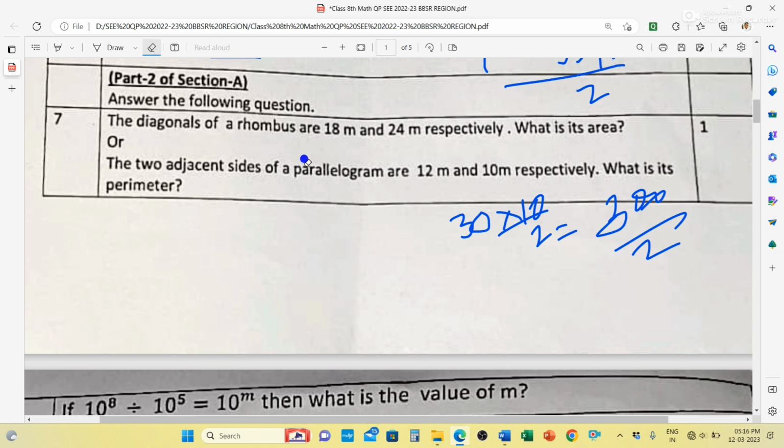Then we will come to part 2 of section A, that is question number 7. The diagonals of a rhombus are 18 meter and 24 meter respectively. What is its area?